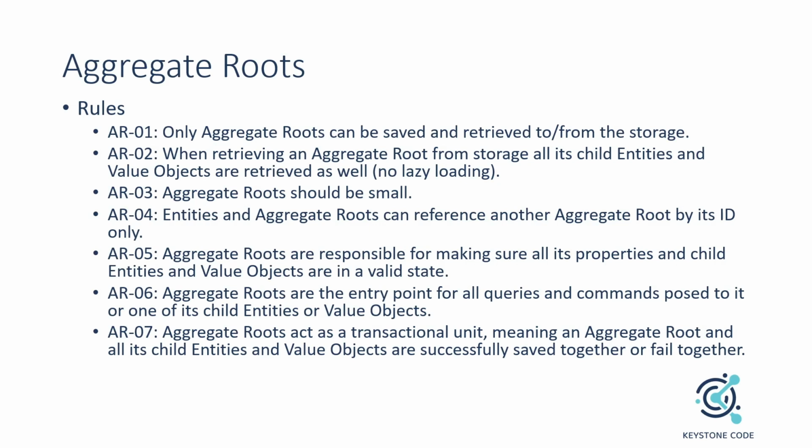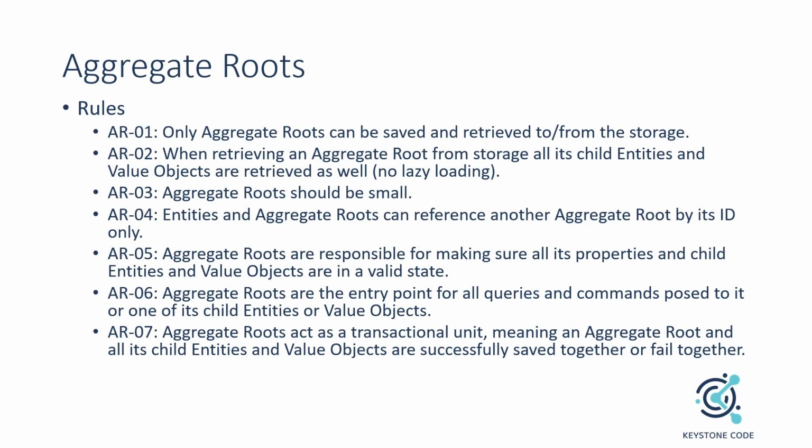So when retrieving an aggregate root from storage, all of its child entities and value objects are retrieved at the same time, no lazy loading. So we're not going to bring back a person object and then not bring back their addresses and phone numbers, in the example I gave, and then the first time somebody tries to access the addresses collection, we lazy load it. We're not going to be doing that. So aggregate roots as a whole move in and out of storage, meaning all of its children go along for the ride with it.